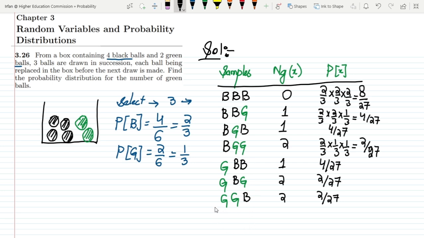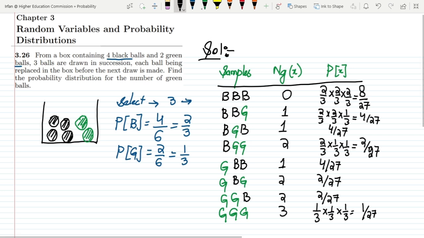In this combination we can also have the third green ball here as well, because this is sampling with replacement, so here we can also have green, green, green in the 3 turns. So here the number of green balls will be 3, and multiplying the probabilities together, 1 by 3 multiplied by 1 by 3 multiplied by 1 by 3, it will be 1 by 27. Okay, so these are all the probabilities we have here.